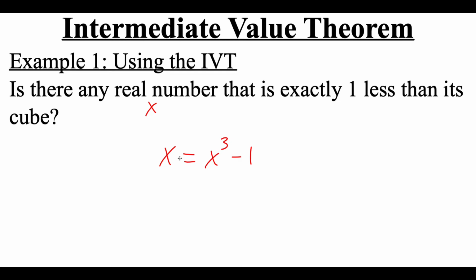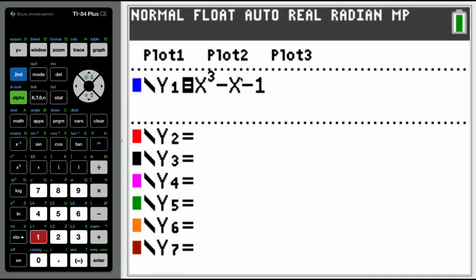Now really what we could do here is we could get this equation equal to 0 by subtracting that x over to the other side. So this would say 0 equals x cubed minus x minus 1. And then if we think about this as a function, so let's say f of x was this x cubed minus x minus 1. We'd be looking for a 0 of this function, or visually that would be an x-intercept for the graph. So if we graph this out on our calculator, so I've got that function typed in, x cubed minus x minus 1.